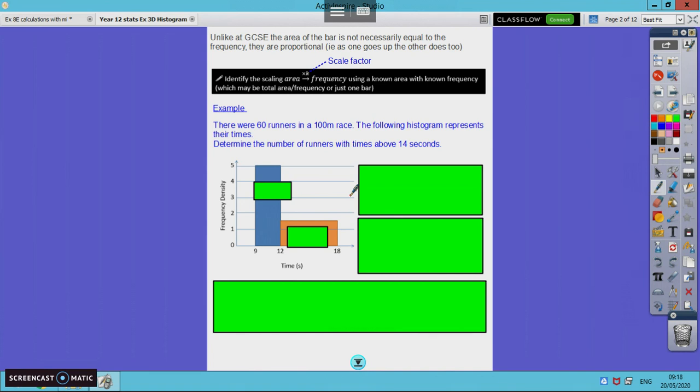So that means if it's 1, it's nice and easy. The area of your bar is equal to your frequency. Absolutely fine. In this example here, it's not, and I'm going to show you why.